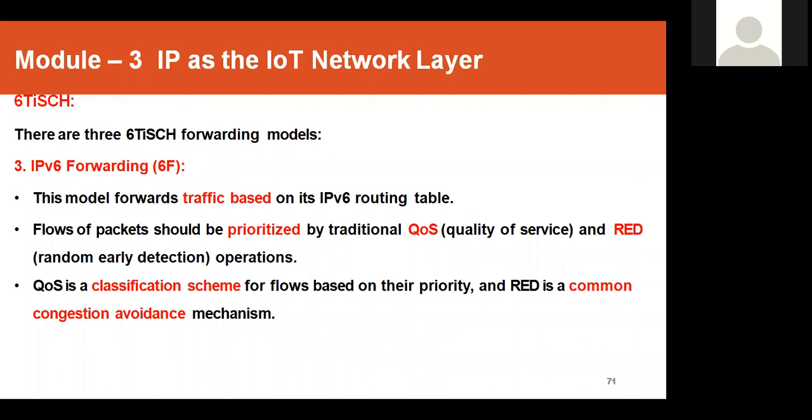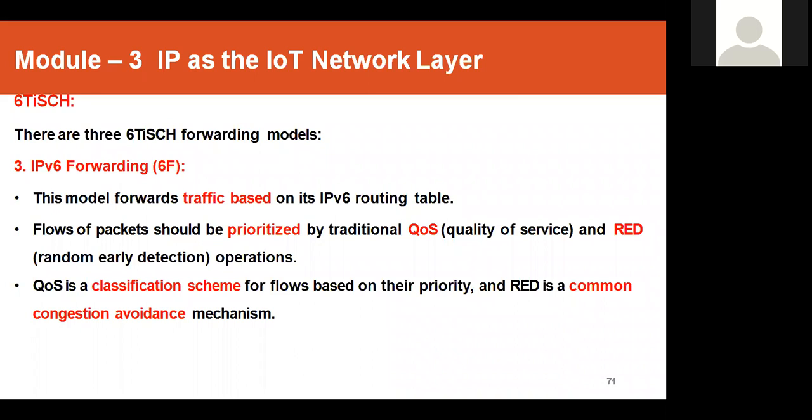Third technique is IPv6 forwarding. That's called 6F, wherever we use 6 it stands for IPv6. This model forwards traffic based on its IPv6 routing table. That means if flows of packets should be prioritized by traditional QoS, quality of service, and RED, that's called random early detection operations. That means QoS is very important, quality of service, where packets are high priority based on the priority. Some packets can be forwarded.